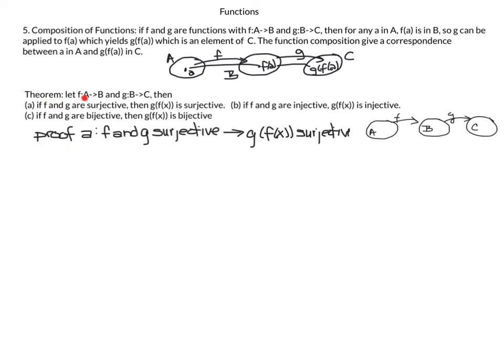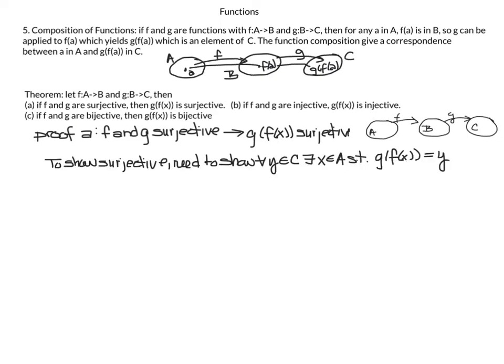So we have the following nice theorem, and I say it's nice because everything behaves as you want it to. If f is a function from A to B and g is a function from B to C, then if f and g are surjective, then g of f of x is also surjective. In other words, the function composition is also surjective. And if f and g are injective, then the function composition is also injective. And if f and g are bijective, then the function composition is bijective. So everything behaves as you would like, and we can do a proof.